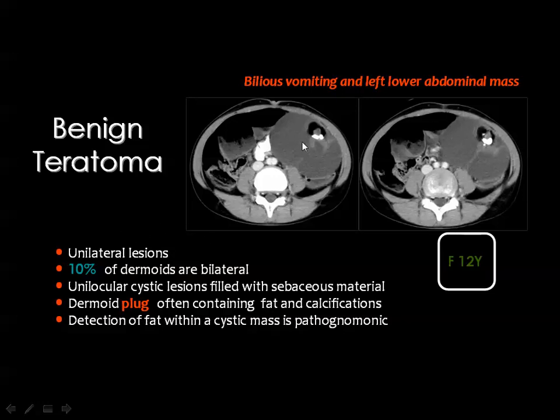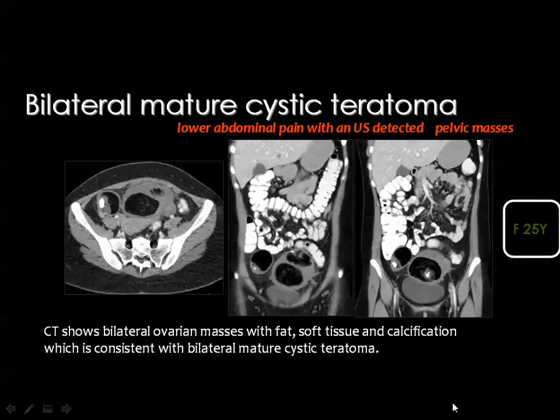This is fluid, and you can see some septations, and this is the solid component, which is made of fat and calcium as well. And here, dermoid cyst can be bilateral, and this is an example of 2 dermoid cysts, one on the left and one on the right, and it's very important to see the fat. And many times you can see calcium and also the other soft tissue material.